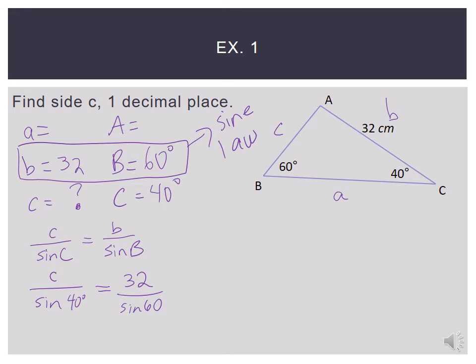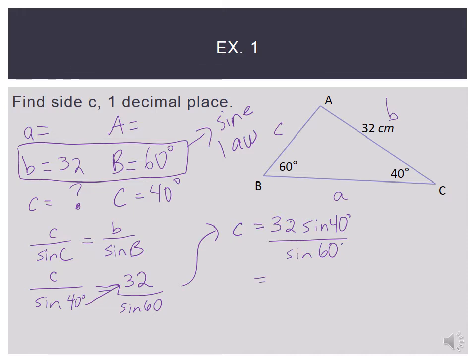And just like yesterday, when you have something on the bottom of a fraction, to get rid of it, you can cross multiply. So I'm going to take this and cross multiply, which means C equals 32 sine 40, because I cross multiplied, it came to the top, over sine 60.